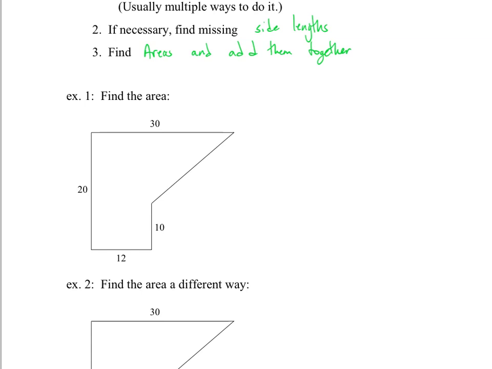So for this one, what shapes could you cut it into, Luke? Triangle, rectangle. Okay, let's make it a triangle and a rectangle. So if I cut it right here, I would have a triangle and a rectangle, right? Yeah. Okay. Rectangle's pretty easy to find, right? We have our height and our base. So this area here, I'm going to call this A1 for the first area. A1 equals 20 times 12.